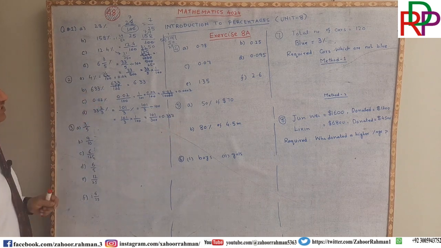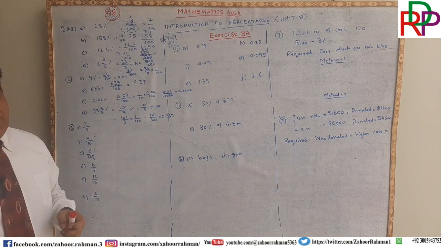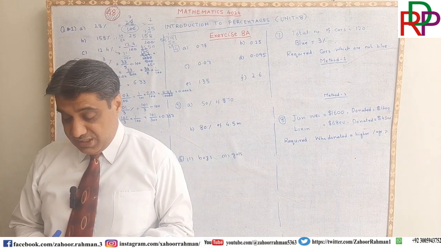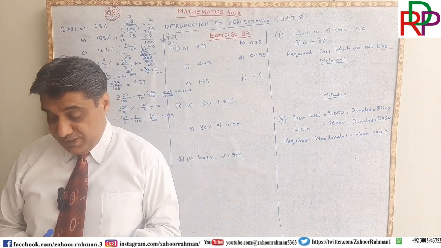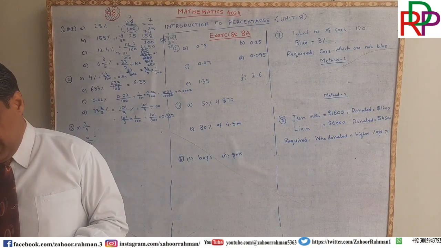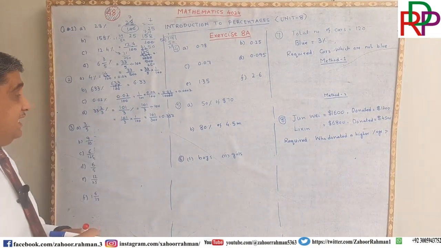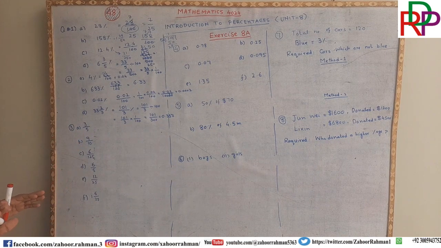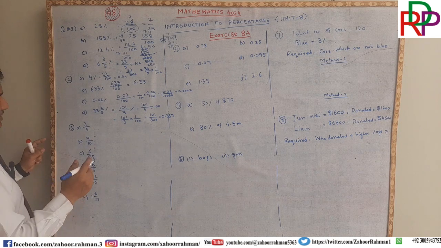0.337, which is the decimal form. Now that was the whole story about question number 2. Now question number 3 is saying express each of the following fractions as a percentage. Now the first one is you have to introduce the percentage. Ladies and gentlemen, pay attention. I'm going to tell you a very important technique.